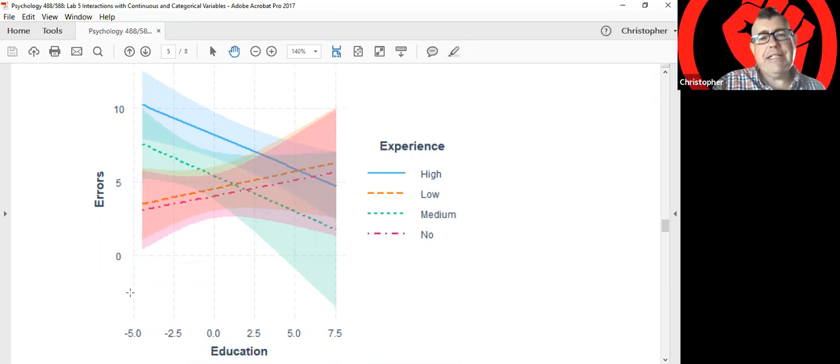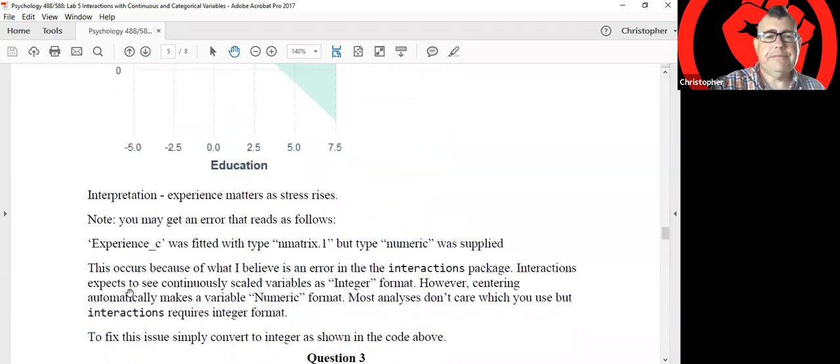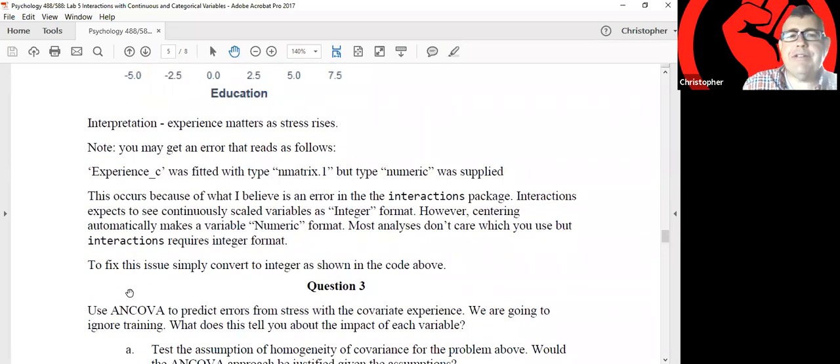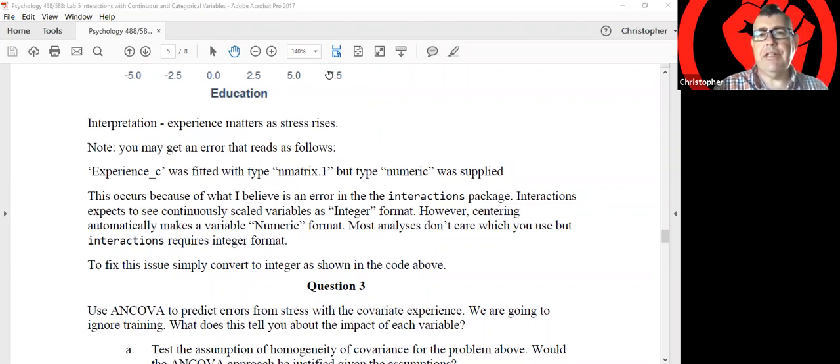But we can see for the different stress conditions, high stress and medium stress have kind of negative relationships, although we saw that high stress was the only one that had a significant relationship. And then we see with no stress and low stress, there are positive slopes. However, those are non-significant, so we don't need to worry about them. So big interpretation there. Experience matters as stress rises. Experience becomes more important, and it becomes significant finally when we hit the high stress conditions.